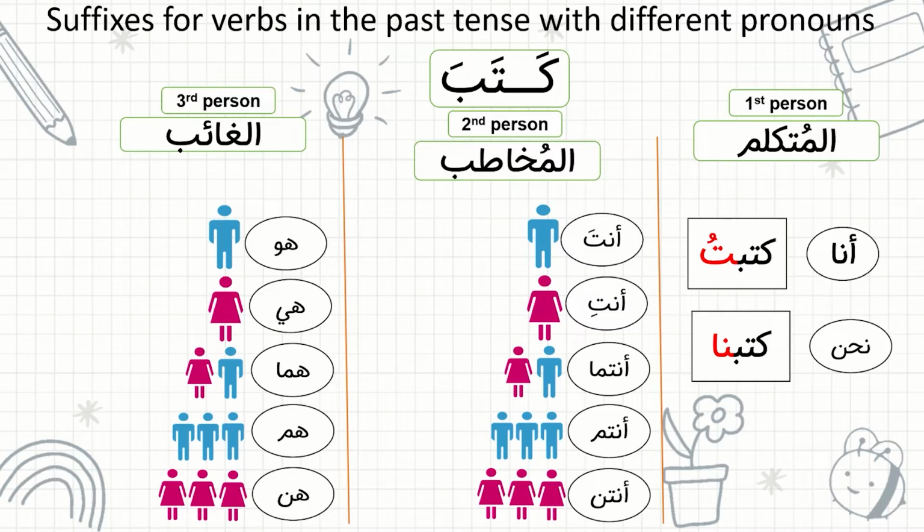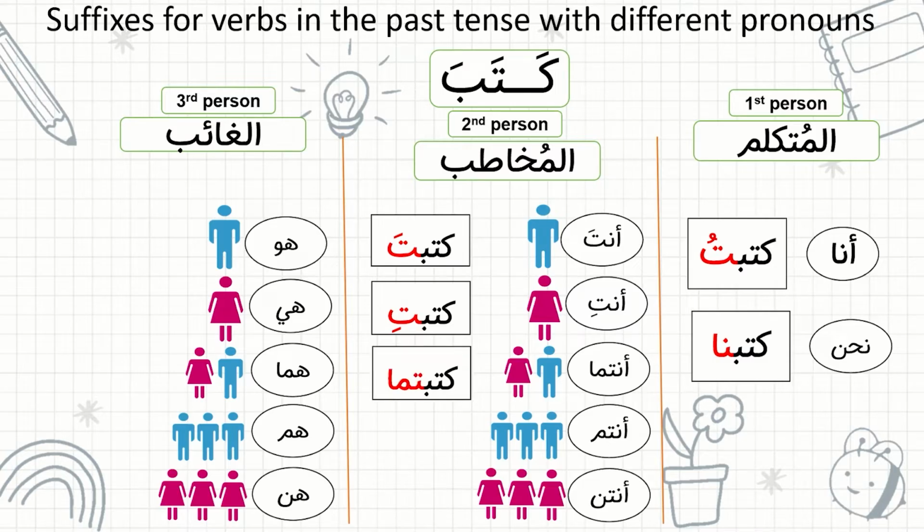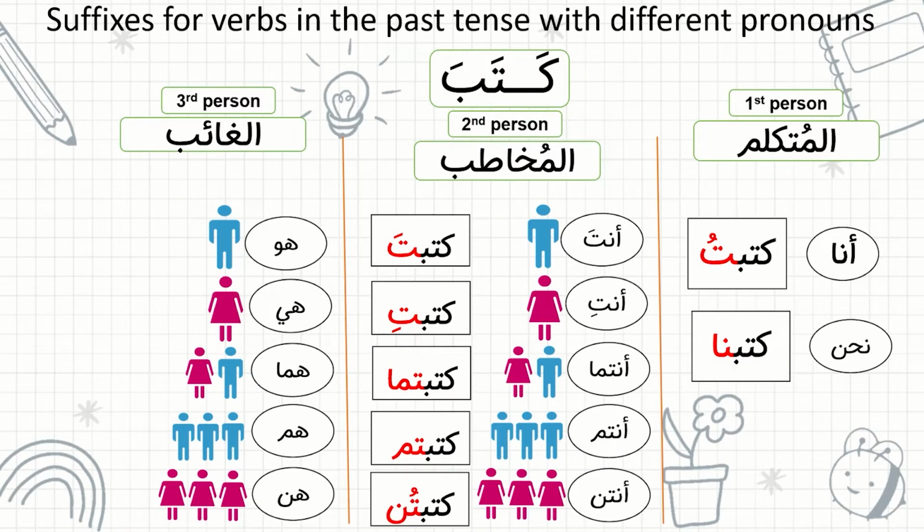For the second person, with أنت, it will be كتبت. We will add تاء وفتحة. With أنتِ, it will be كتبتِ. We will add تاء وكسرة. With أنتما, it will be كتبتما. We will add تاء وميم وألف. With أنتم, it will be كتبتم. We will add تاء وميم. With أنتن, it will be كتبتن. We will add تاء ونون.